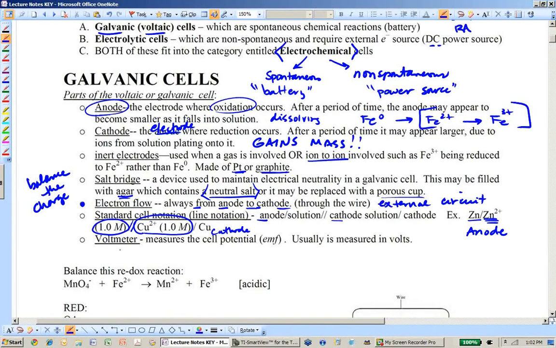Now, a voltmeter is simply that. We have a lot of meters in our life. A thermometer was one of the first you were ever introduced to as a child. But now we have a meter that can measure volts. We call it a voltmeter, aptly named. And it measures the cell potential, which is the electromotive force, also symbolized by a curly E. And it's going to be measured in the units of volt, named after Volta.